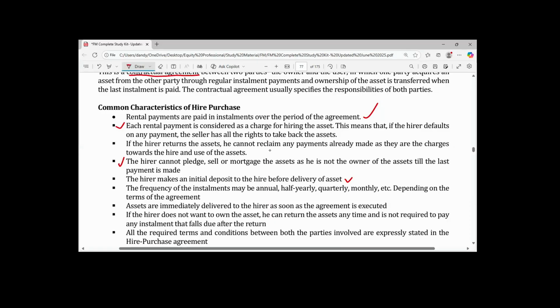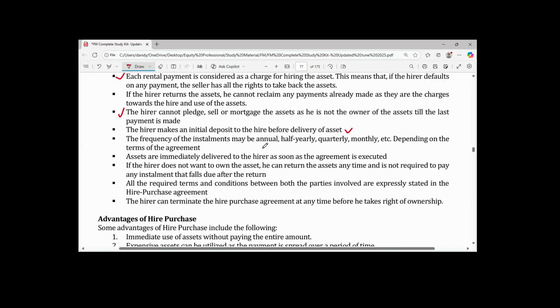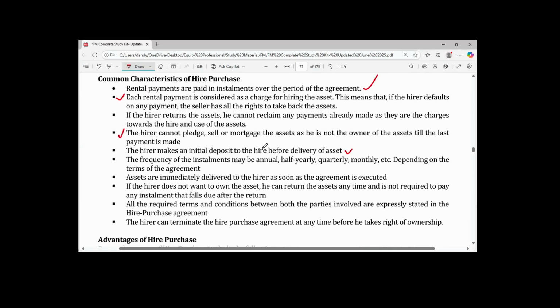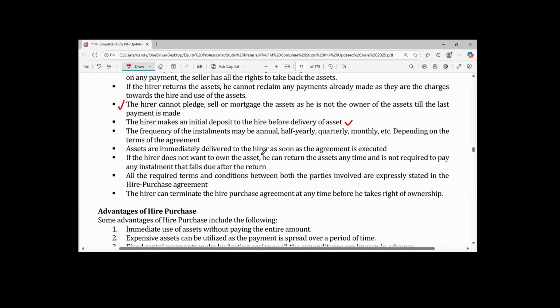That initial deposit will also be stated in the hire purchase agreements, so that you know the exact amount that you are going to pay as a deposit. All right. So you can just go through it so that you have understanding. If you can memorize 5 or more features of hire purchase, you are good. Just go through them. So that is for that.